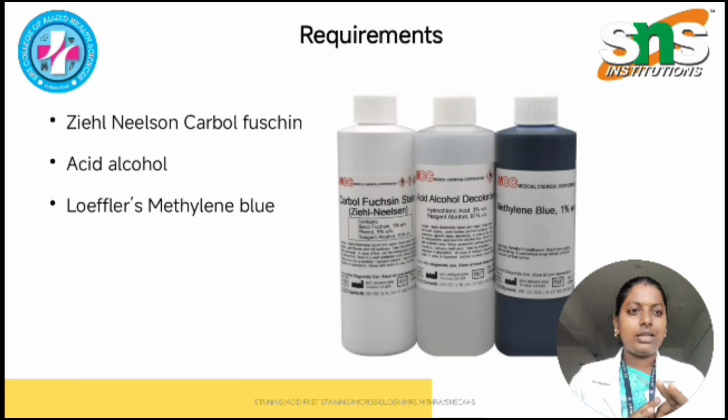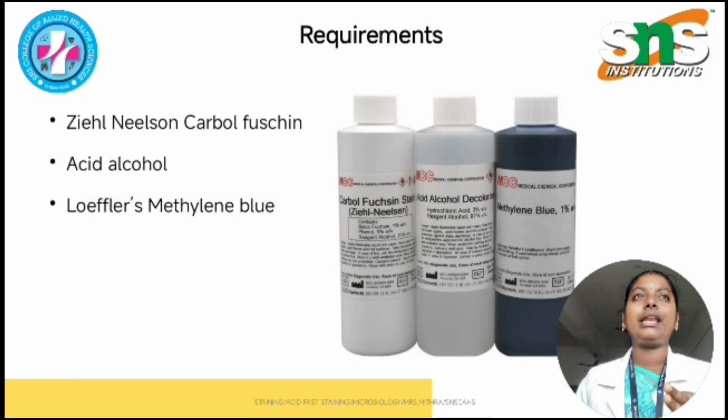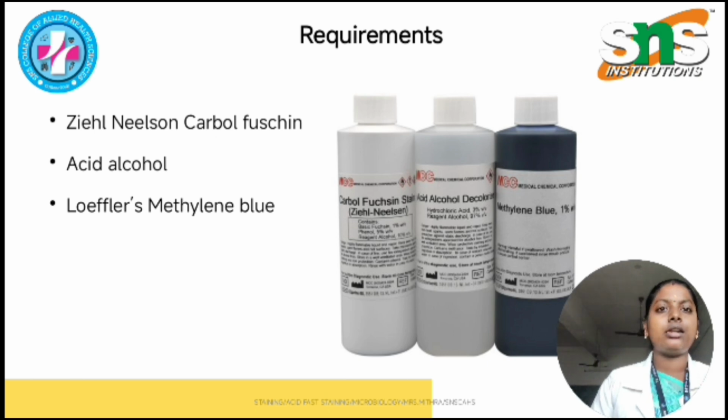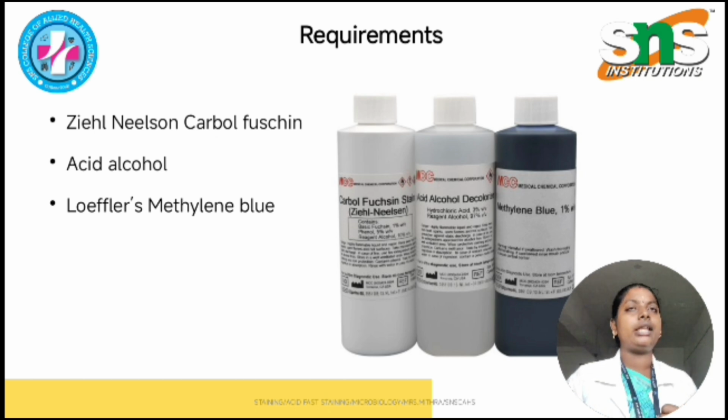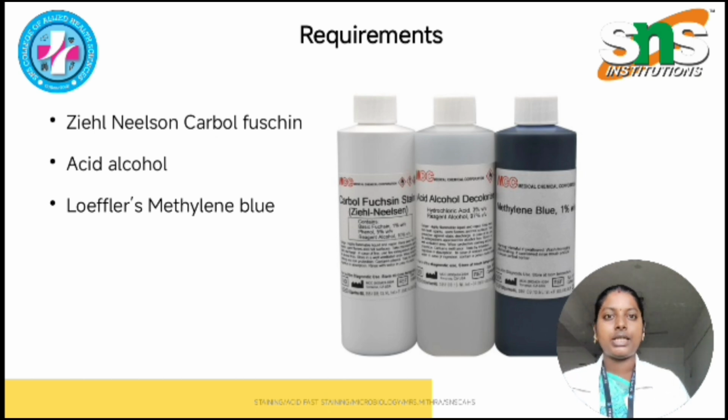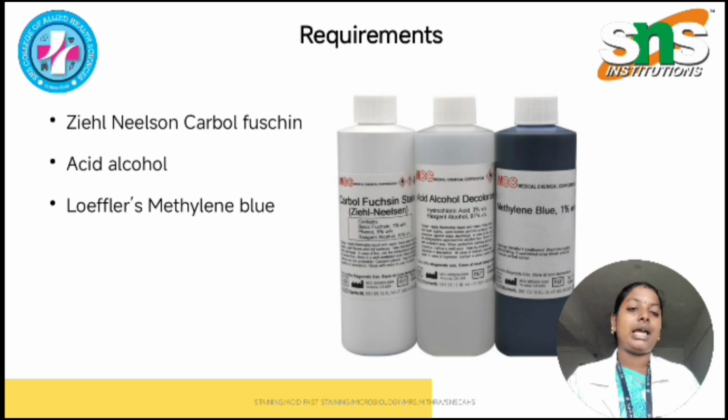Mainly three reagents are very important for carrying out the acid fast staining. First one is Ziehl-Neelsen carbol fuchsin. Ziehl-Neelsen is the person who discovered it, and the reagent name is carbol fuchsin. And second one is acid alcohol, and third one is methylene blue, right? So these are the reagents which are filled in this container. We need to use these reagents in the staining procedure.